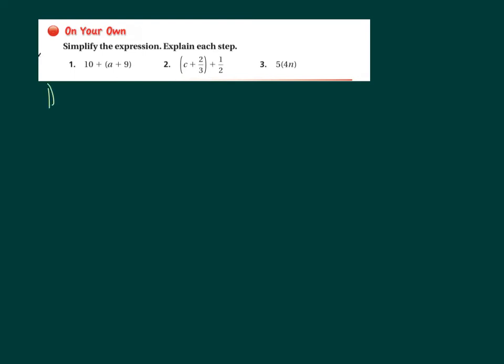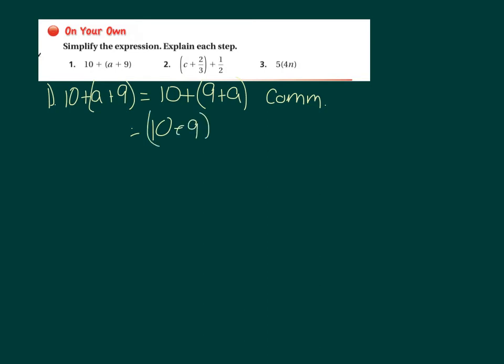First one, we have the problem. I'm going to rewrite it: 10 plus a plus 9 in parentheses. What we need to do is change the order first. So my next step, I'm going to write 10 plus 9 plus a, and that is going to be the commutative property. Then after I do that, what I want to write is 10 plus 9 in parentheses plus a, that's the associative property. Then I want to add 10 and 9 together, and I get 19 plus a, and that's addition.